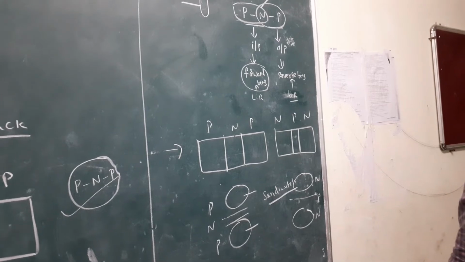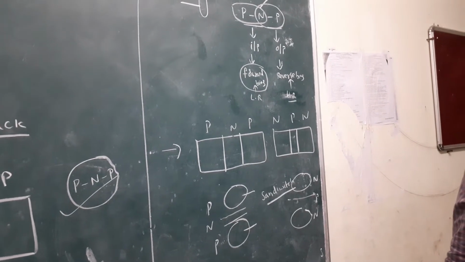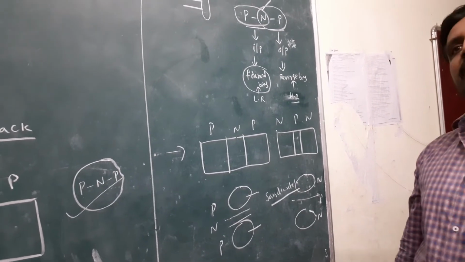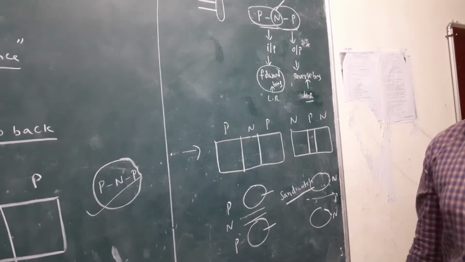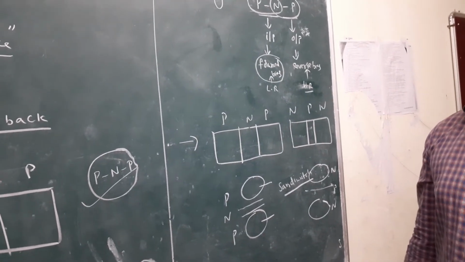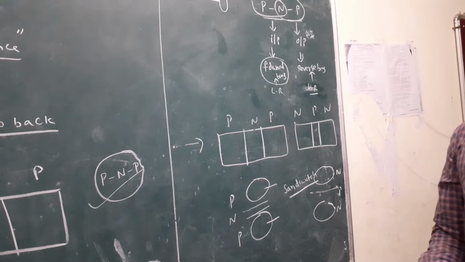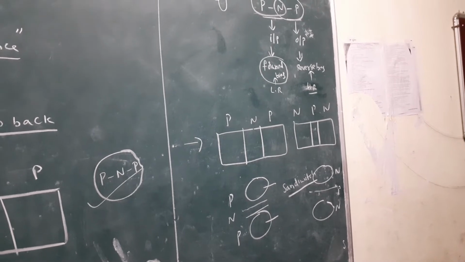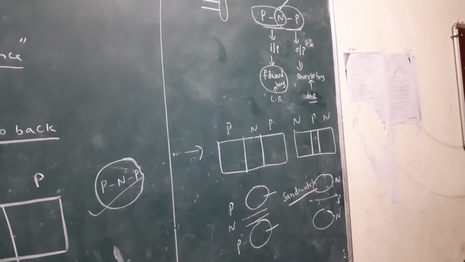Here two PN junction diodes are arranged back to back, so that's why it has two types. One is PNP and NPN, based on the arrangement. Here it looks like a sandwich.